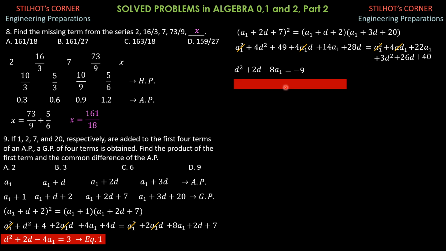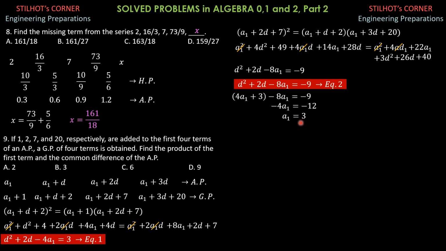So call that equation 2, d squared plus 2d minus 8a1 equals negative 9. Then we substitute the value of d squared plus 2d from equation 1, which is 4a1 plus 3. 4a1 plus 3 minus 8a1 equals negative 9. So negative 4a1 equals negative 9 minus 3, negative 12. Dividing everything by negative 4, a1 is negative 12 over negative 4, and that is 3.